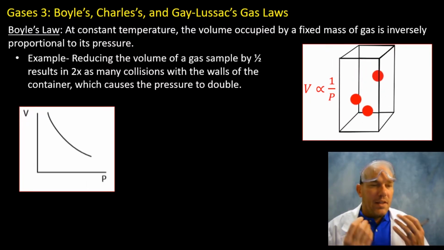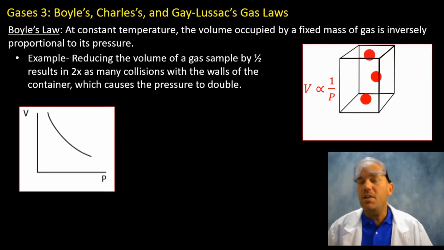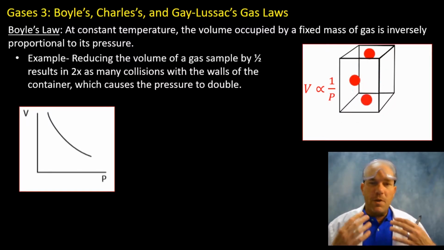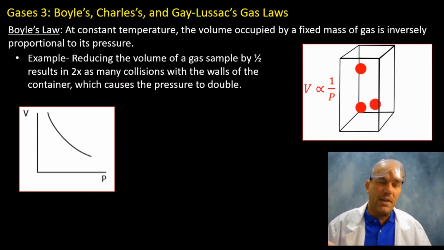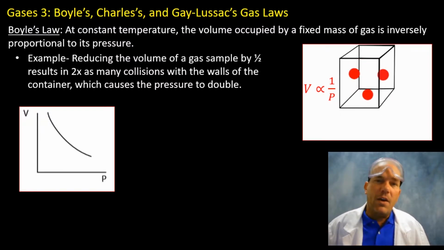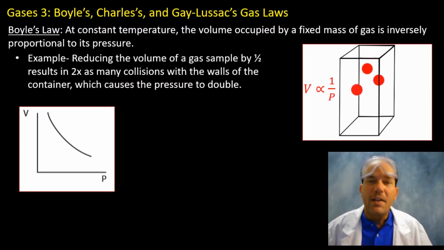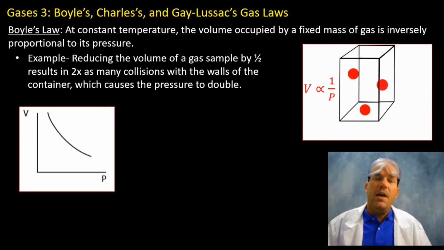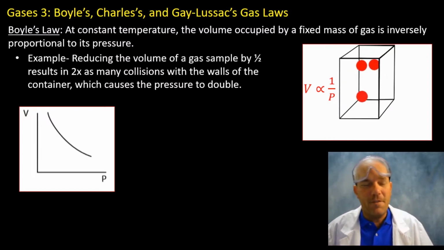Graphically, it would look like this. This is volume as a function of pressure, and when you graph this inverse relationship, you're going to get a hyperbola. So you're going to have a shape like this. Now, in our Georgia Standards of Excellence, they explicitly state that you are to learn how to analyze these laws and these gas properties graphically.